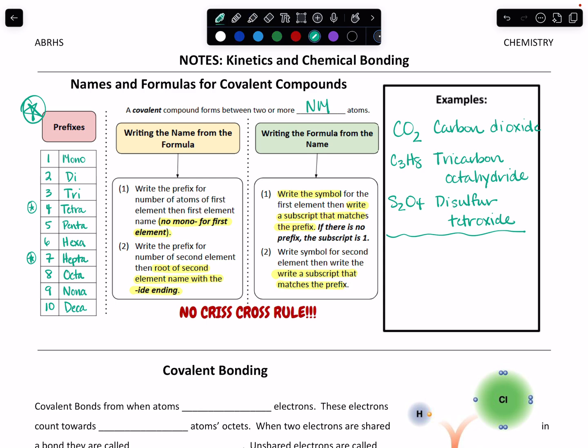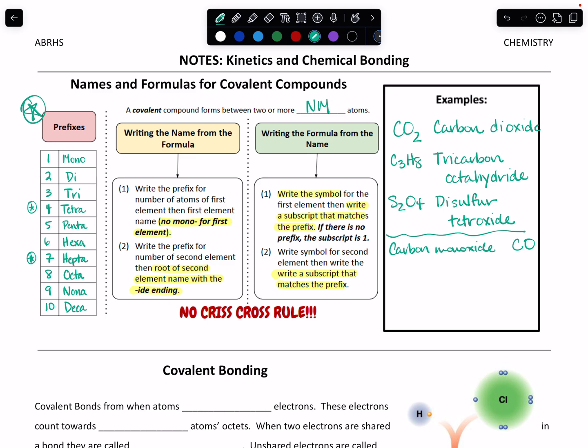All right, so let's say we have carbon monoxide. All right, so carbon, no prefix, so that's one of them. All right, and the monoxide tells me there is one oxygen. So carbon monoxide's formula is CO. Okay, no crisscrossing. All right, don't do that. Don't take the prefix of one and make it the subscript of the other. No, don't do that. It's so much simpler for covalent molecules. Do not make it harder.